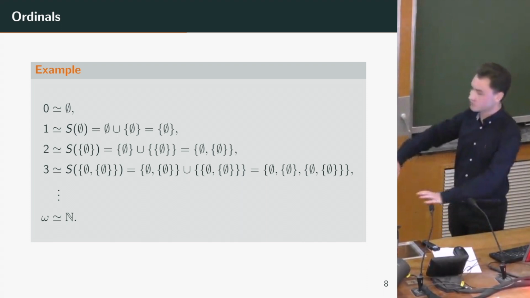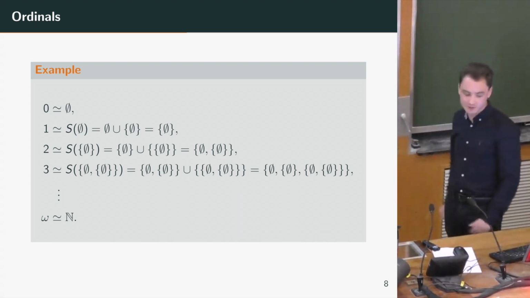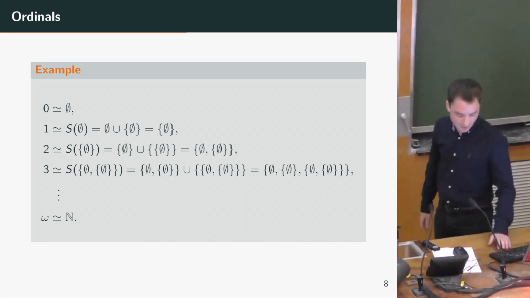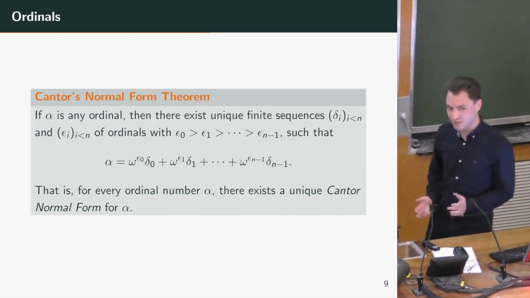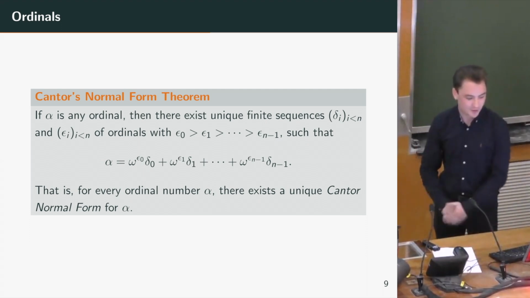So it's an ordinal with respect to the definition. It contains all of the finite ordinals, all of the natural numbers, if you will. And this is really useful to know about. So in ordinal arithmetic, we have this nice theorem, Cantor's normal form theorem.